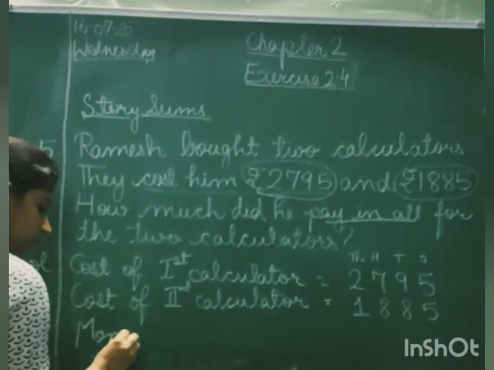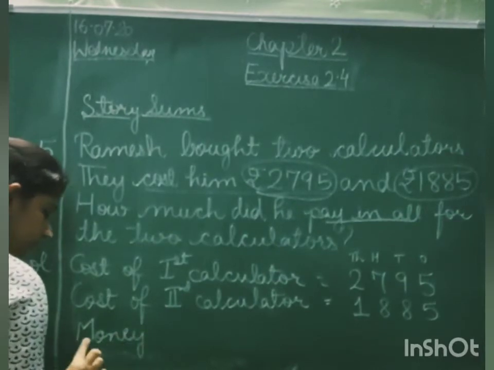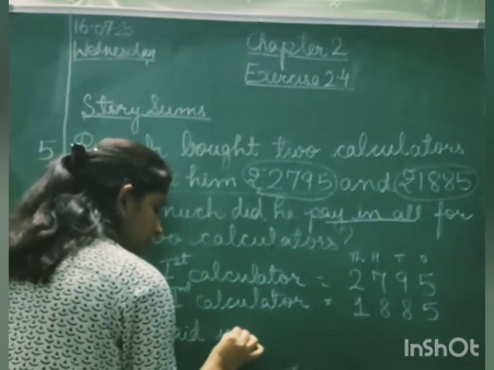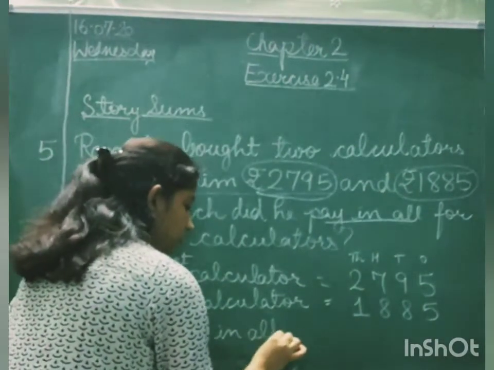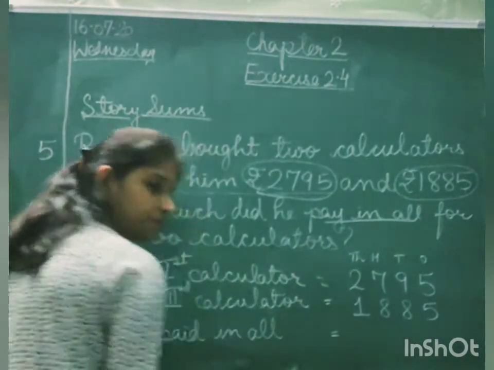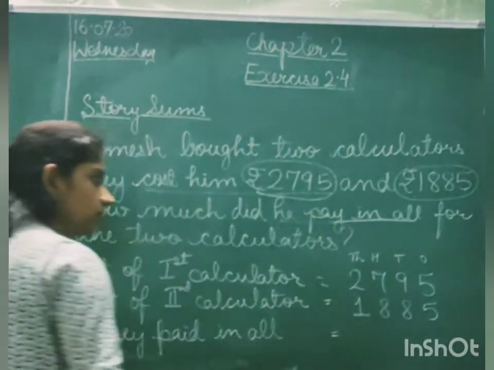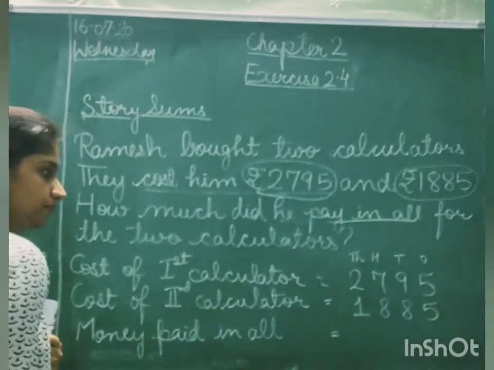Money paid in all, or total cost or total money paid. Okay, it can be anything. You can also write down he paid in all or the total amount paid by him. So what will we do?